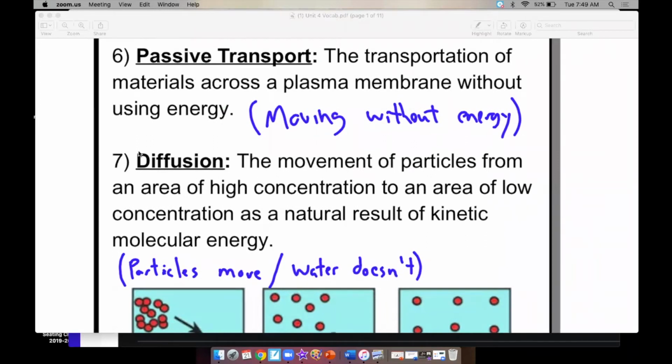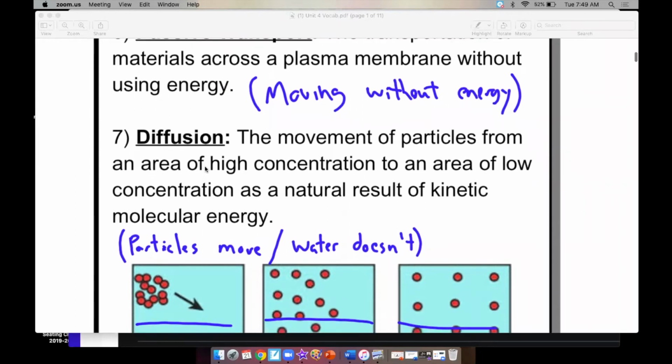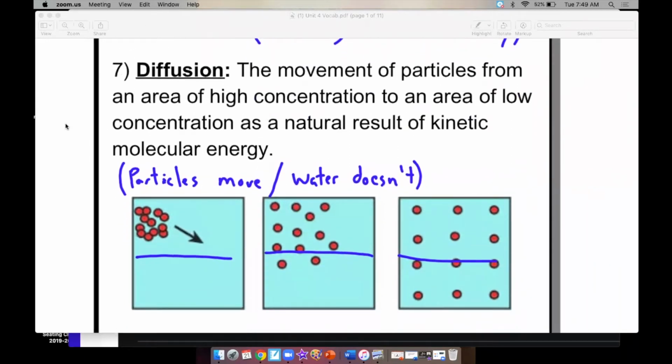Diffusion is actually a type of passive transport that we just described. The movement of particles from an area of high concentration to an area of low concentration as a natural result of kinetic molecular energy. As a result of physics, all right? High concentration, so it spreads. That's diffusion. And because we're talking about cells, there's going to be a cell membrane here. So they just happen to spread through the membrane until it's even on both sides.